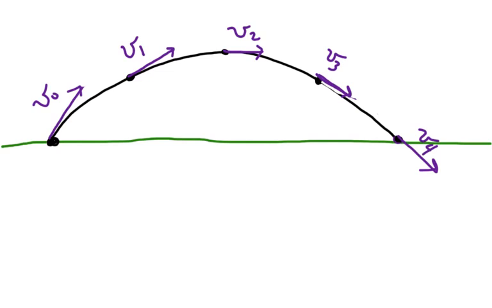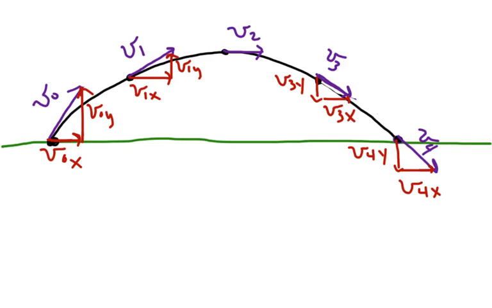Each of these vectors can be resolved into components, a horizontal component and a vertical component. My initial velocity, my horizontal component, is called v sub naught x. My vertical component is v sub naught y. So each of these vectors resolved into components here, that's shown in red. Notice v sub 2 is only going in one direction, only the horizontal direction. So at v sub 2, the speed that we're interested in is only v2x. There is no v2y.